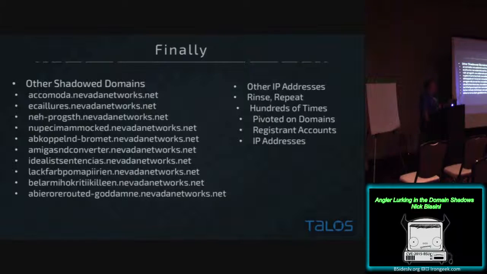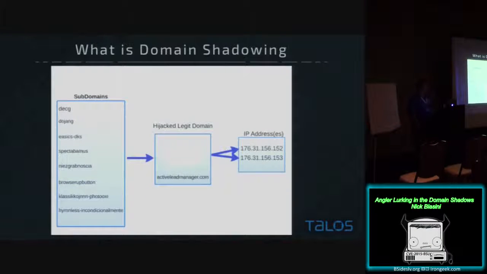I started here, and I started rinsing and repeating. I started pivoting on core domains, Angler activity that I knew was active, what subdomains were being utilized, what IP addresses, what registrant accounts, and just rinsing and repeating and trying to figure out what I had stumbled upon here. And what I called it is domain shadowing.